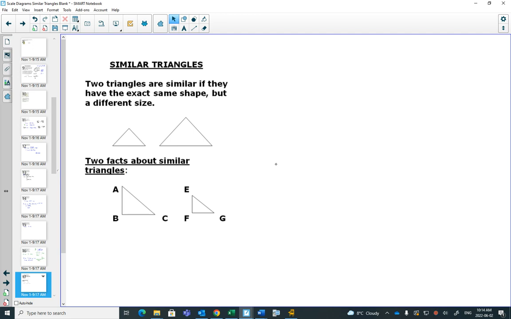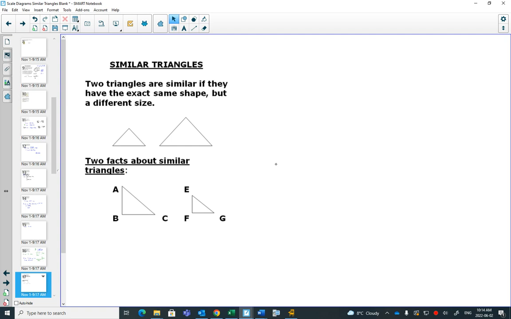So this topic that we're going to look at is similar triangles. Similar triangles look the same, but one is bigger or smaller, either an enlargement or a reduction of the other one. Okay? So if you have two triangles that look the same, one is just an enlargement of the other one, they have two important facts.